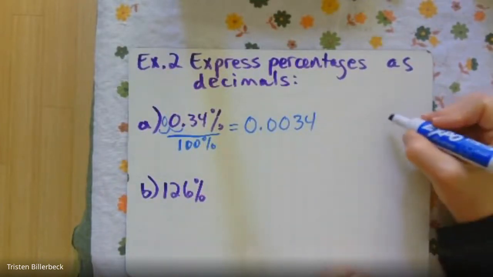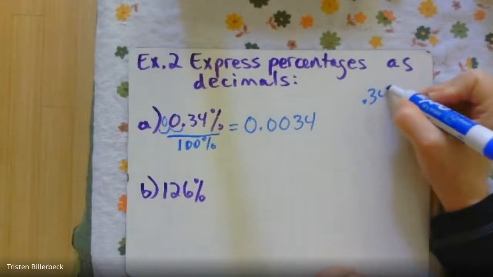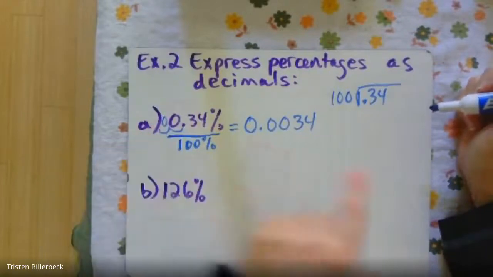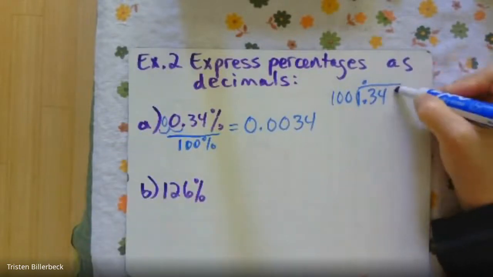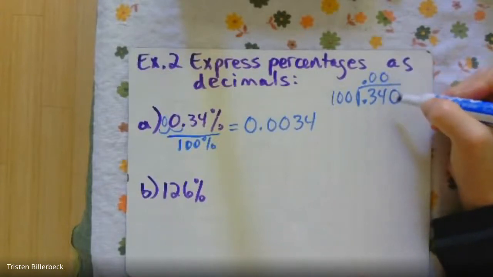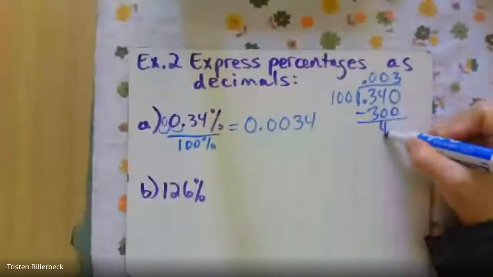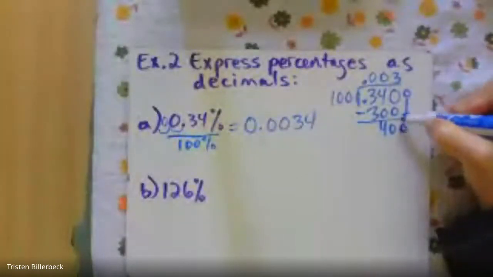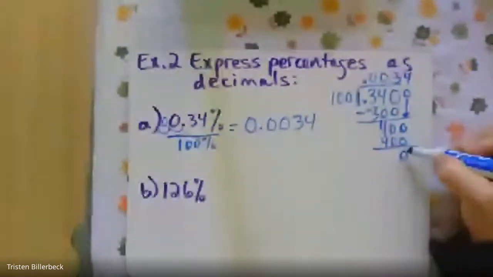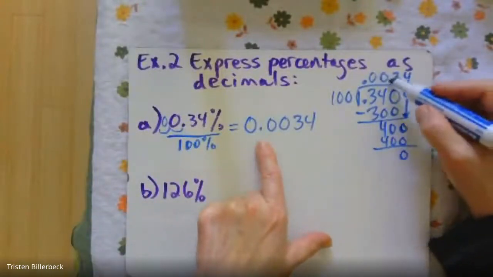Okay, you might wonder, wait a second, what was that? So let's use the dry erase calculator. So we have 0.34 over here, and we have 100 here, because top dog goes in the house. So we have a decimal here. We have 0 hundreds in 3, 0 hundreds in 34. There's 3 hundreds in 340. We subtract. We drop another 0 down. There's 4 hundreds in 400. We have a 0, and that's it. So we end up with 0.0034.